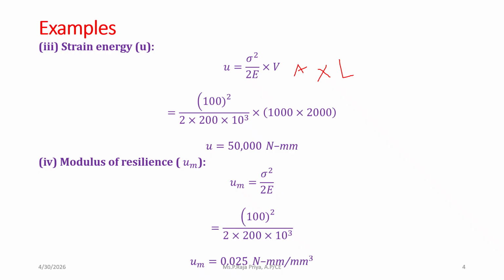Next question is modulus of resilience. What is modulus of resilience? It is proof resilience per unit volume, and this volume will get cancelled because it is per unit volume. Both the volumes will get cancelled, and modulus of resilience will be sigma square by 2E. Substitute the value of sigma and E. This is the formula for modulus of resilience, which is per unit volume. So it is given as per mm cube.